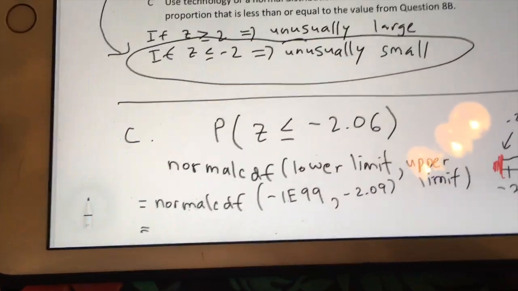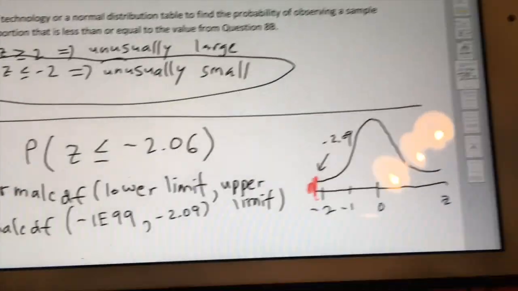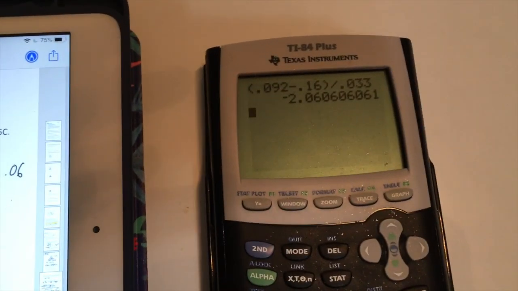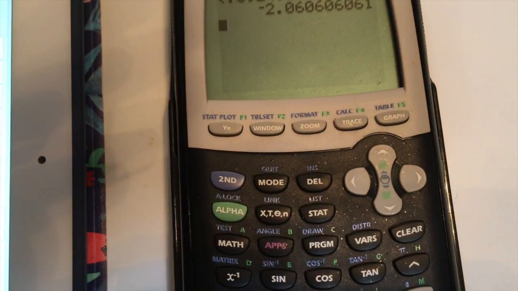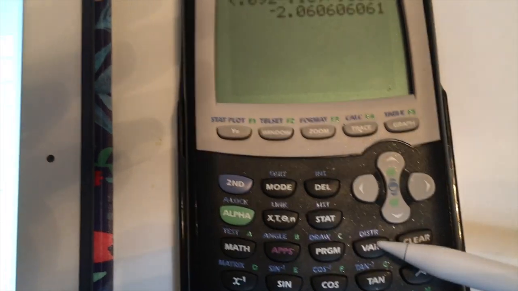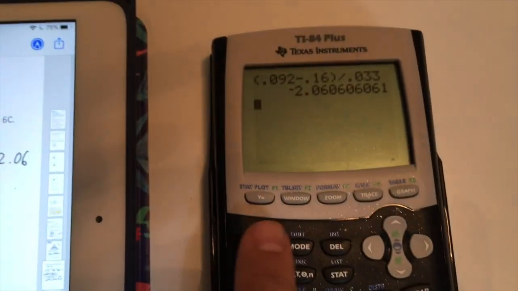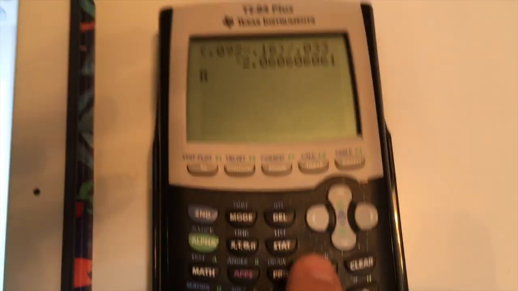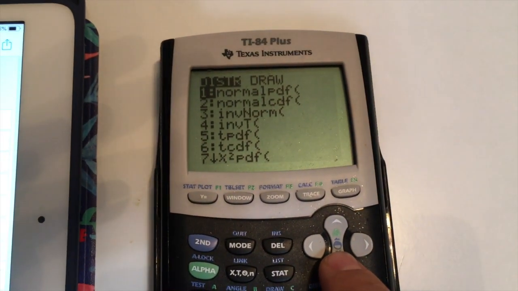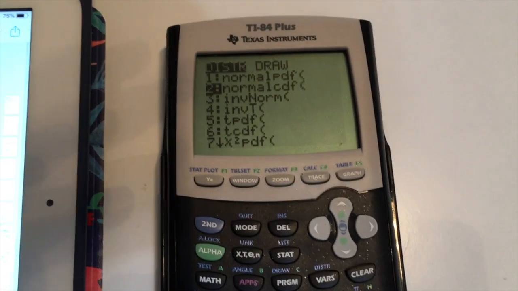So how do we actually find this answer? To find this, we need to use our trusty TI-84 calculator. So here's my TI-84. From the beginning, this is what you're going to do. We're going to go to distribution. You guys see that button right there? Above it, it's DISTR. The way we reach that is by hitting second and then distribution. And we're going to go to normal CDF. On my calculator, it's the second one down. You hit enter.